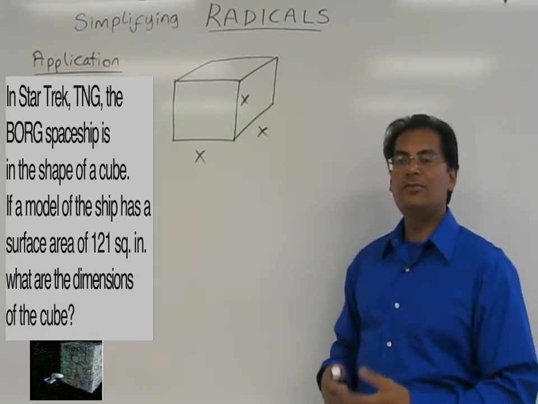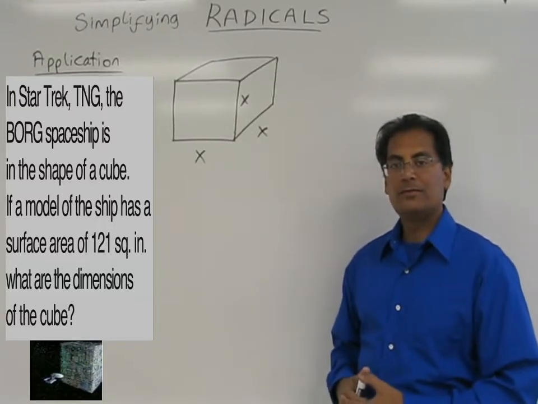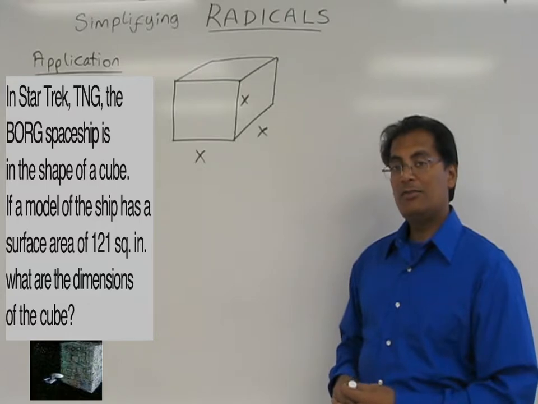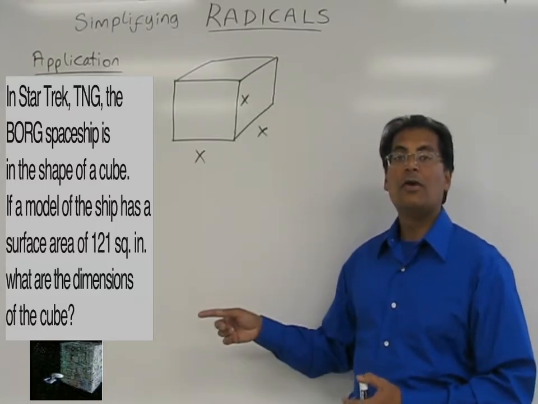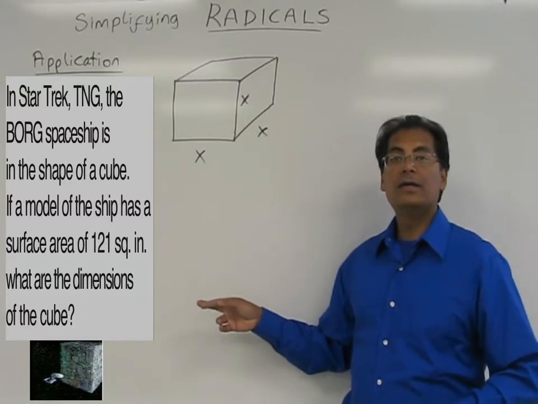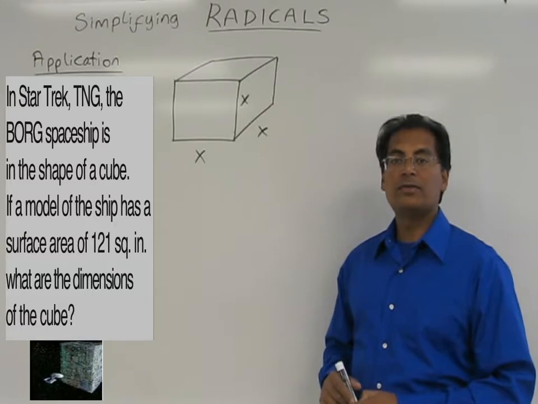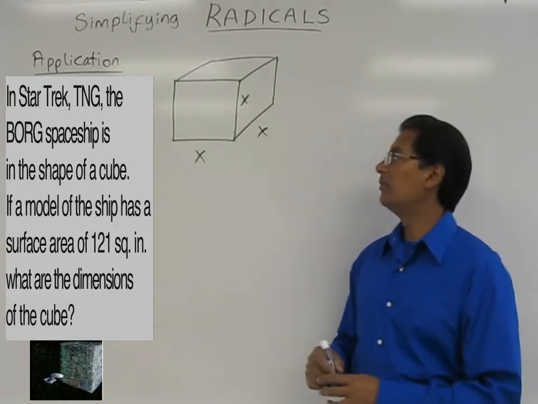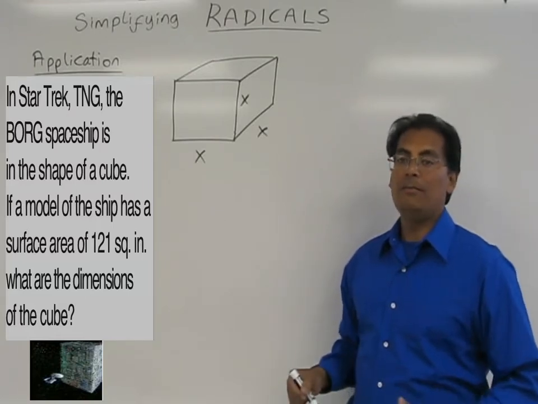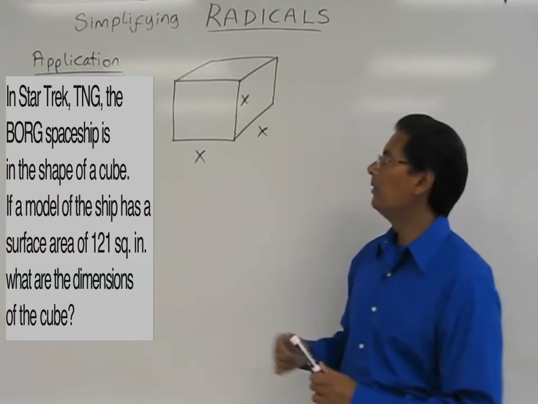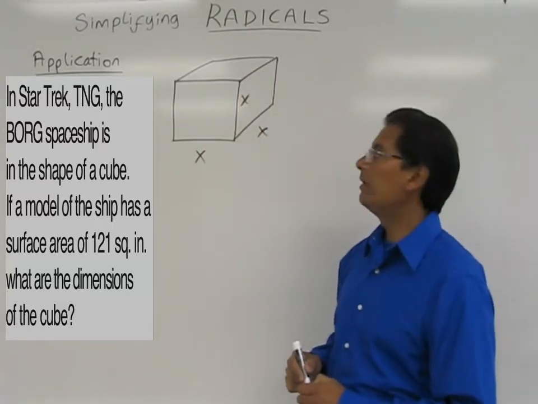Now, this is a TV show, so they use a model to make this ship for the camera. And this model, let's say, suppose the model of this ship has a surface area of 121 square inches. We want to know what the dimensions of this cube are, the length, width, and height, which in the case of a cube will be the same. What we do know is that the surface area is 121 square inches.